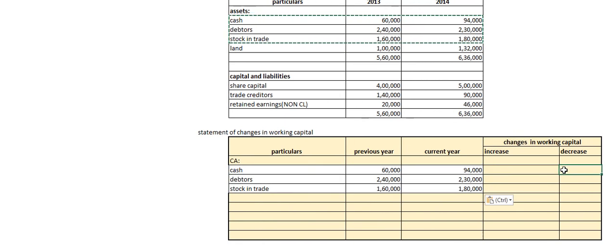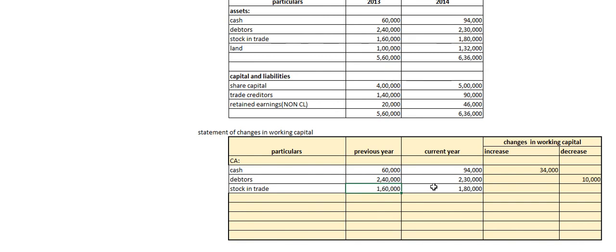So your net increase or decrease, so you will show, so the last year it is 60,000 as your cash and current year it is 94,000. When current asset increases, your working capital increases. So you will show the amount in the increase column, 94,000 minus 60,000, which is 34,000 increase. Debtors, last year it is 2,40,000, the current year it is 2,30,000, which has decreased. So you will show it in your decrease column. 2,40,000 minus 2,30,000, which you get 10,000 to be your amount.